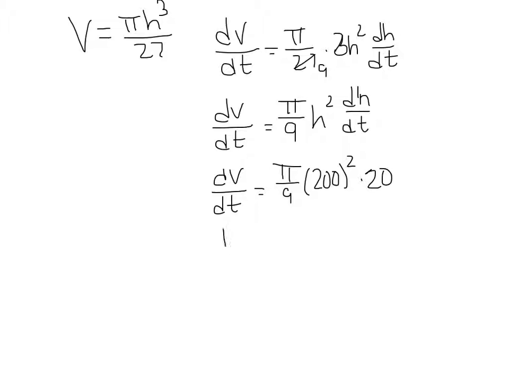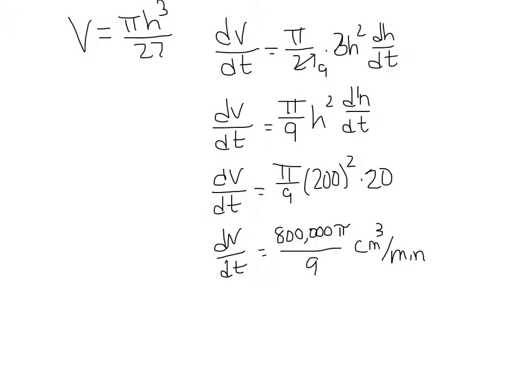That leaves me with dV/dt. 200 squared times 20 times pi is 800,000 pi. That's a lot of pi, divided by 9. Oh, it's not so much pi anymore. So 800,000 pi over 9, and this is cubic centimeters per minute. So that's dV/dt. And normally we'd be happy with that answer, but unfortunately that's not what we're looking for. We are looking for C. What is the value of C?